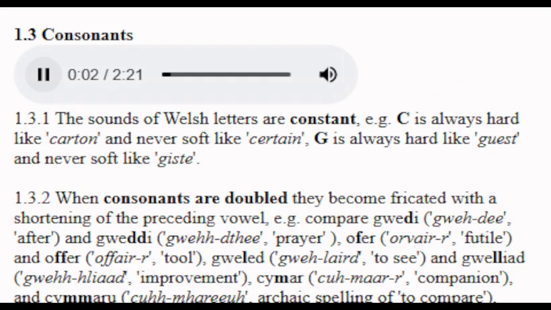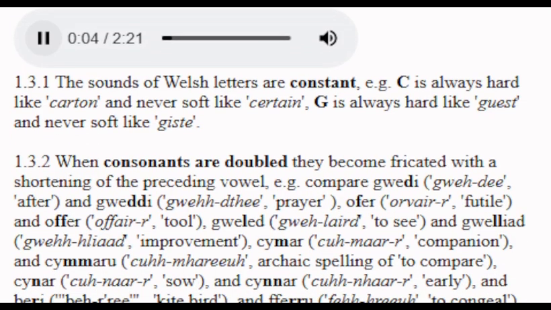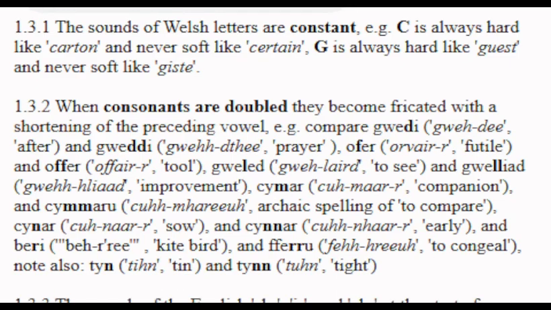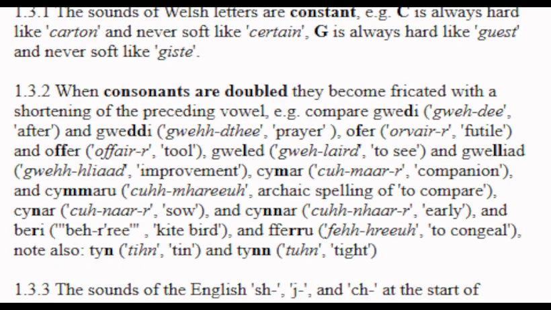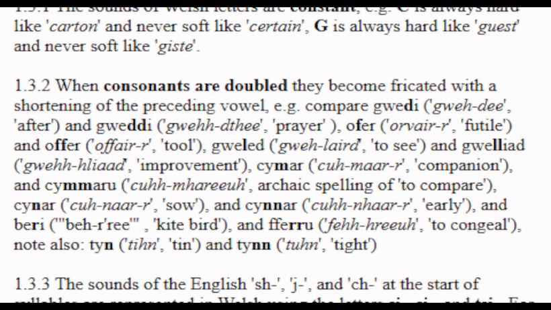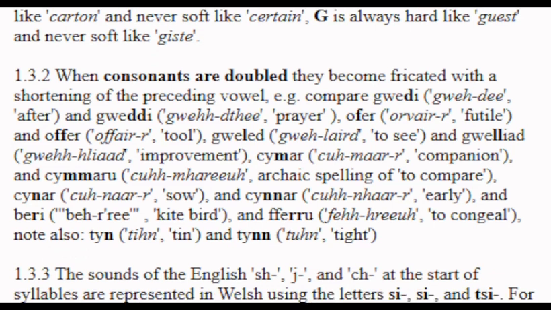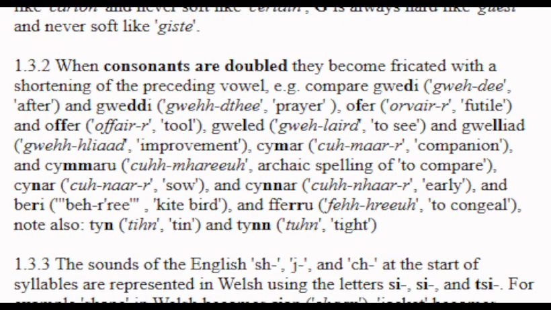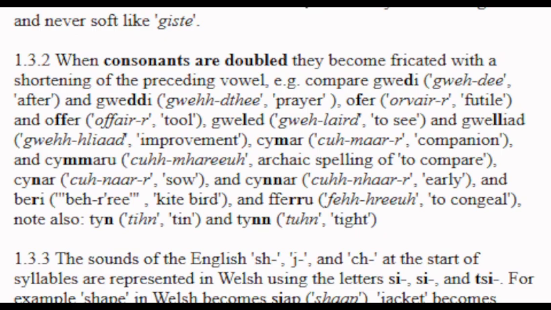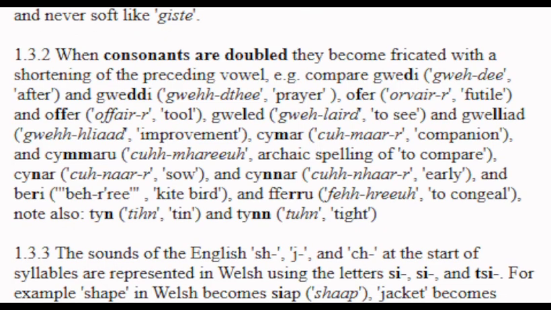Consonants. The sounds of Welsh letters are constant, e.g., C is always hard like carton and never soft like certain. G is always hard like guest and never soft like gist. When consonants are doubled, they become fricated with a shortening of the preceding vowel, e.g., compare gwedi, after, and gweddi, prayer. Ofer, futile, and offer, tool.